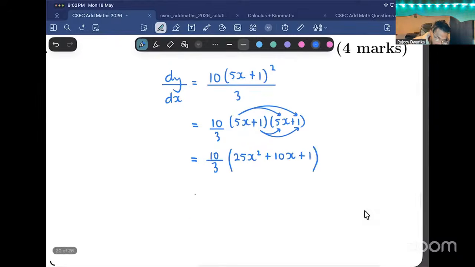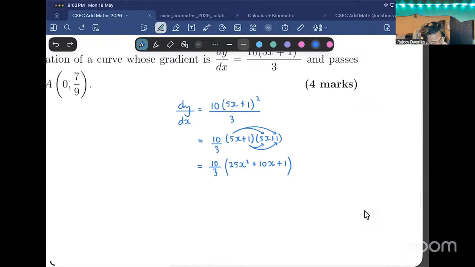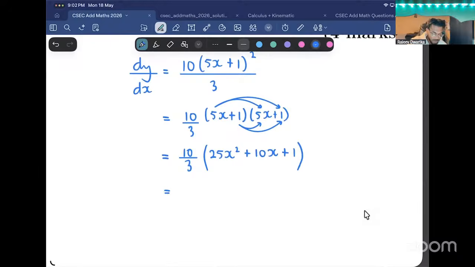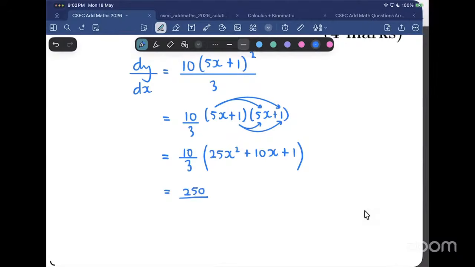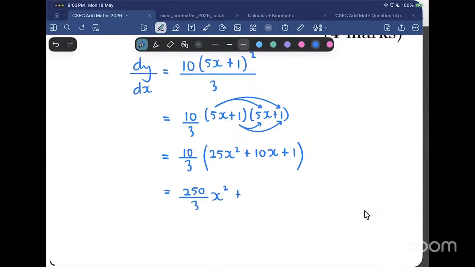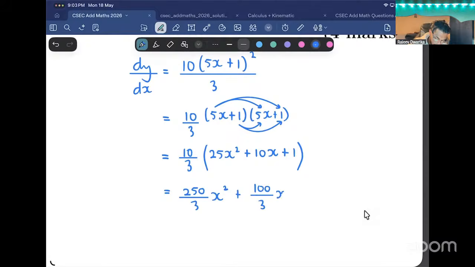Plus. And remember we're multiplying this entire thing by 10 over 3. Okay, so just do that in my calculator. Well, we could distribute it one time, so that'll be 250 over 3x squared plus 100 over 3x and 10 over 3 by 1 is just 10 over 3.